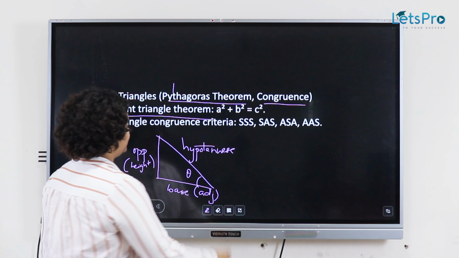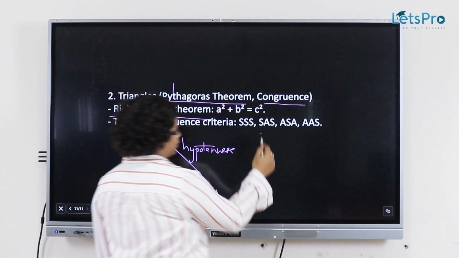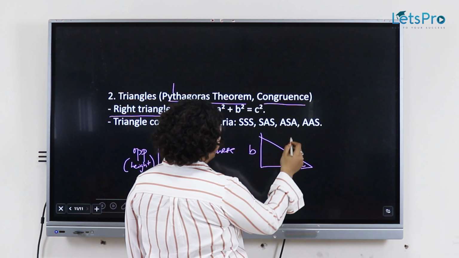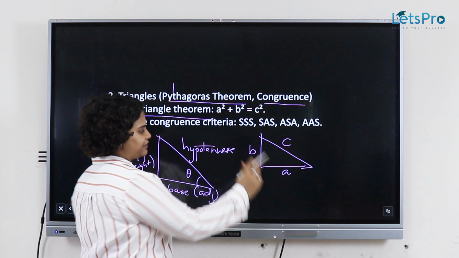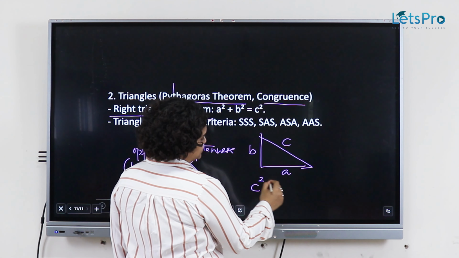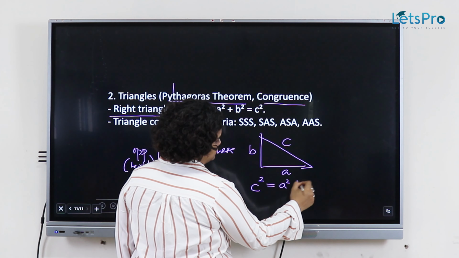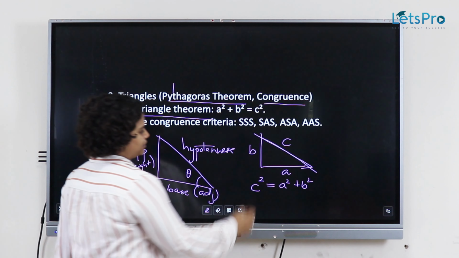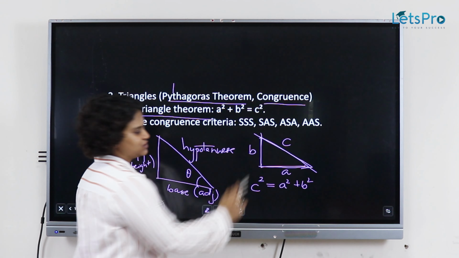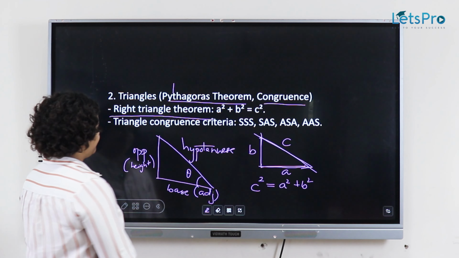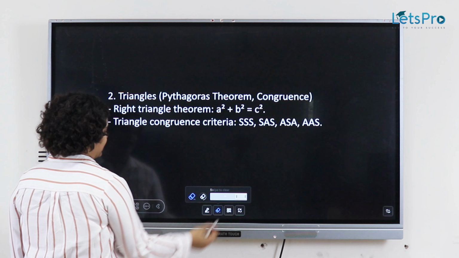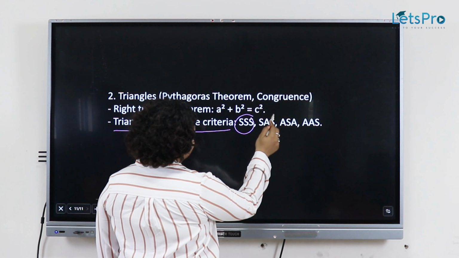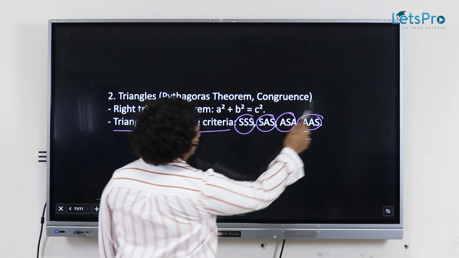Now let's call this triangle again. Let's say this is A, this is B and this is C. From Pythagoras theorem we say C square is equal to A square plus B square, meaning the hypotenuse square is equal to the sum of squares of the other sides. And then finally we have congruence, triangle congruence criteria. We have SSS, SAS, ASA and AAS.